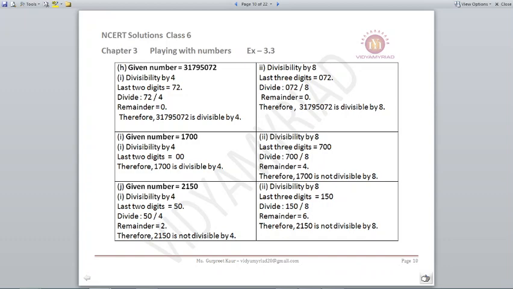So children, for all the cases you have to divide and see whether the last 2 digits for 4 and the last 3 digits for 8, leave remainder 0. If the remainder is 0, that means the whole number will be divisible by 4 or 8. And if a remainder is left, it means it will not be divisible.